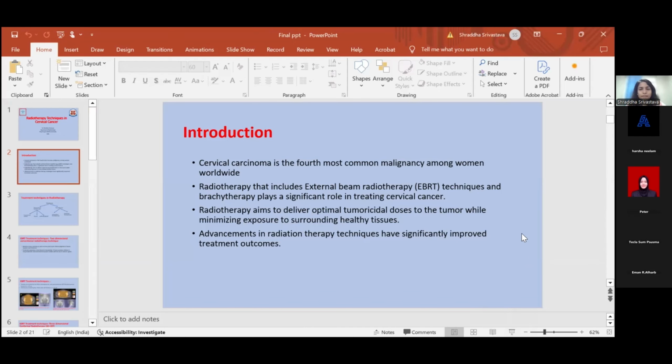So, cervical cancer is the fourth most common malignancy among women worldwide, and radiotherapy is one of the techniques that is used for its treatment. Radiotherapy includes external beam radiotherapy as well as brachytherapy for the treatment purposes. The goal of radiotherapy is to deliver optimal tumoricidal doses to the tumor and minimize the dose to the normal tissues surrounding the tumor. And there are various advanced radiation therapy techniques used for the treatment of cervical cancer that have significantly improved the treatment outcomes as well.